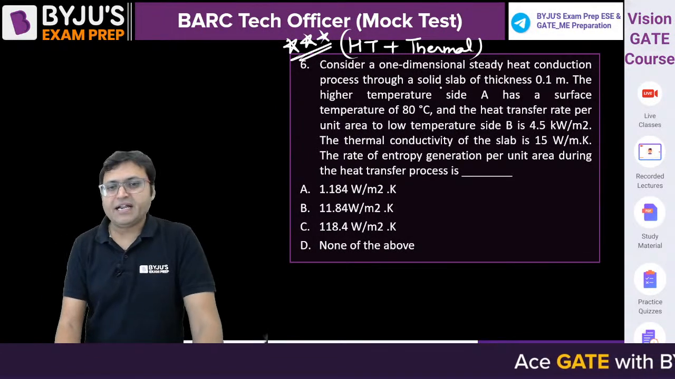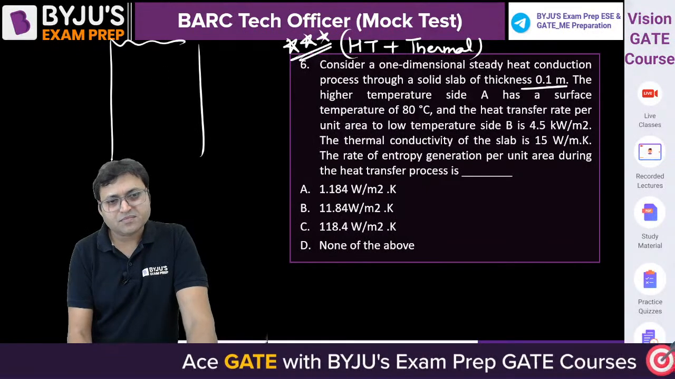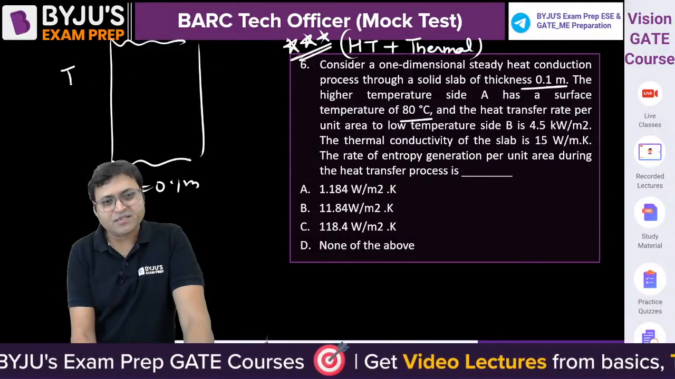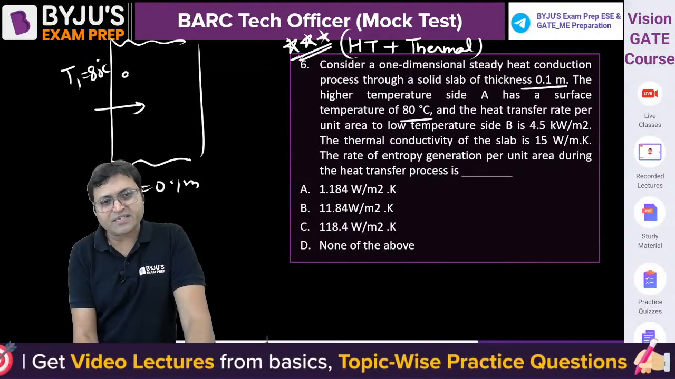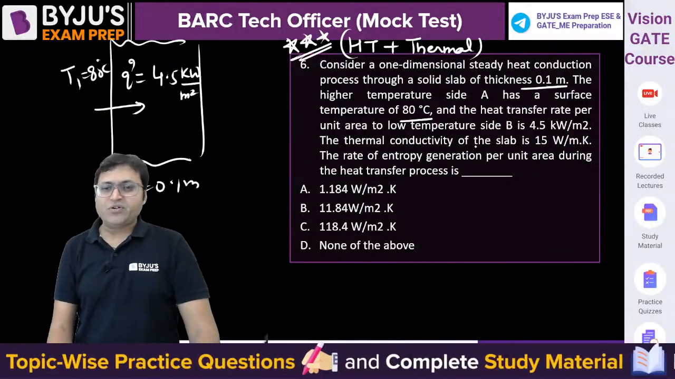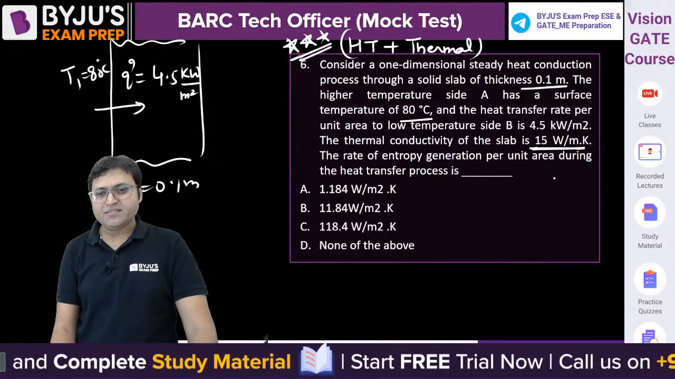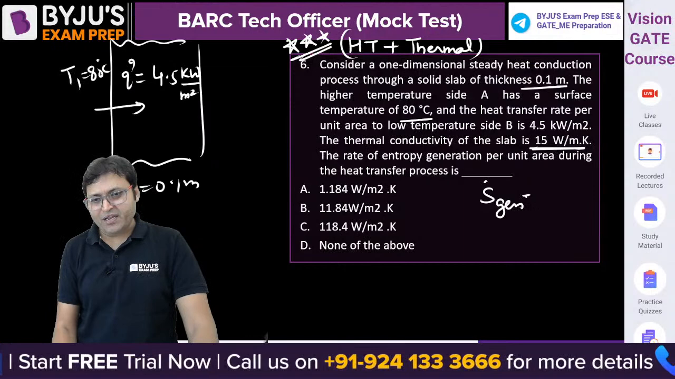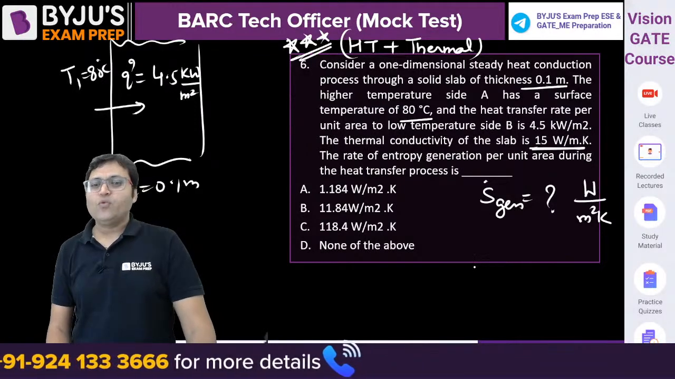Read the question. Consider a one-dimensional steady state heat conduction process through a solid slab of thickness 0.1 meter, L is equal to 0.1 meter. The higher temperature side A has a surface temperature of 80 degrees Celsius, T1 is equal to 80 degrees Celsius. And the heat transfer rate per unit area to the low temperature side, the heat flux Q dash, is equal to 4.5 kilowatt per meter square. And the thermal conductivity of the slab is 15 watt per meter Kelvin, right? We need to find out the rate of entropy generation per unit area during the heat transfer process. The answer should be in watt per meter square Kelvin.